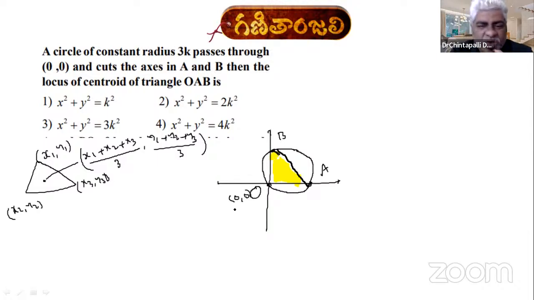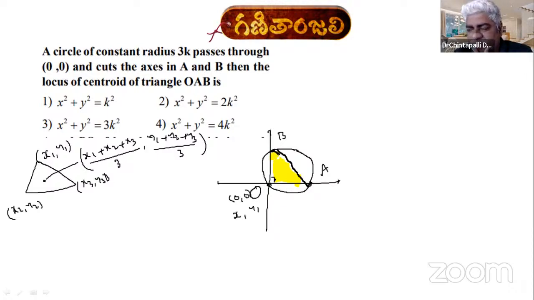Now, see, what are the coordinates of O, (0, 0)? That means we can take x1 is 0, y1 is 0, right? We can take them as x1, y1. Students, the circle of constant radius 3k passes through the origin. Radius is 3k. Right. See, I told you one thing in the previous class.